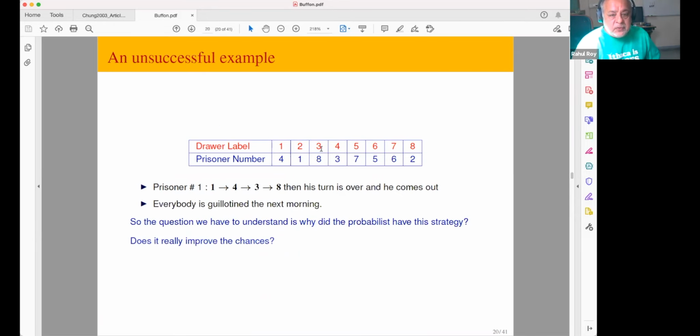So 1, 2, 3, 4, 5, 6, 7. These are the drawer numbers. These are the random numbers inside. So prisoner number 1 goes to 1, then goes to 4, then from 4 goes to 3, from 3 goes to 8, from 8 he finds 2. In other words, in the first 4 he has not found his number. So he comes out and everybody is killed the next morning.